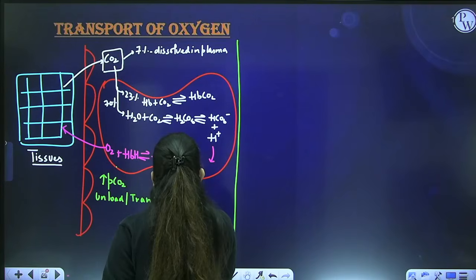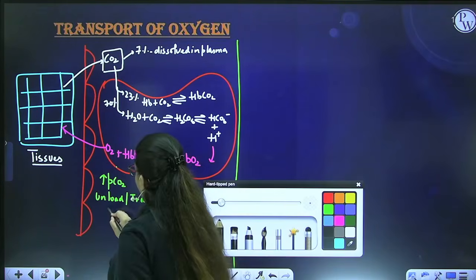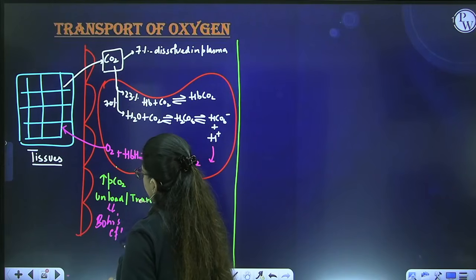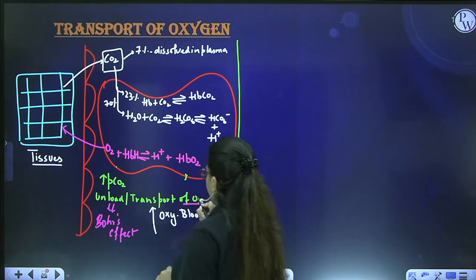This effect is known as Bohr's effect. What do you call it? Bohr's effect. In Bohr's effect you have increased CO2, and this leads to the transport of O2.